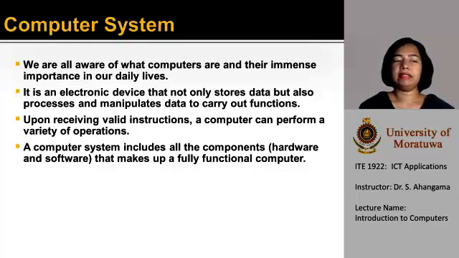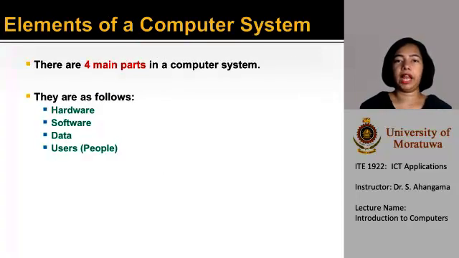A computer system includes all the components, hardware and software, that make up a fully functional computer. We can identify hardware, software, data, and users as elements of a computer system. They all interact with each other and perform the task at hand. Let us look at all of them one by one.